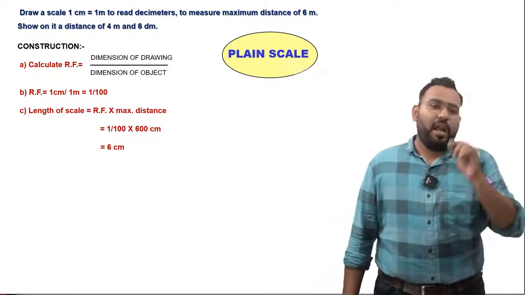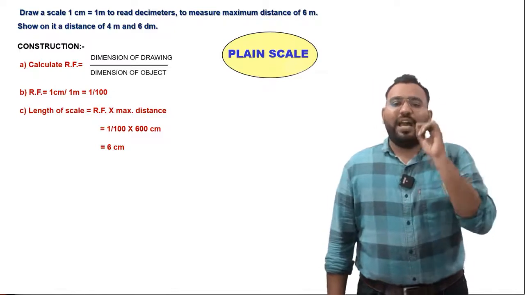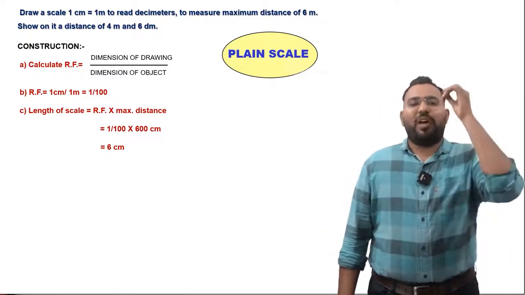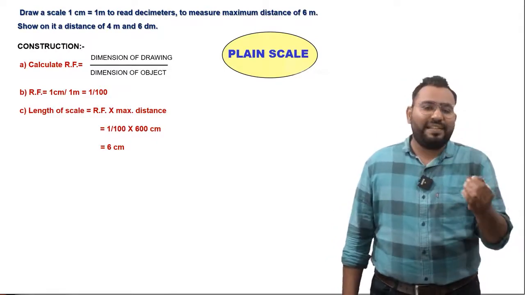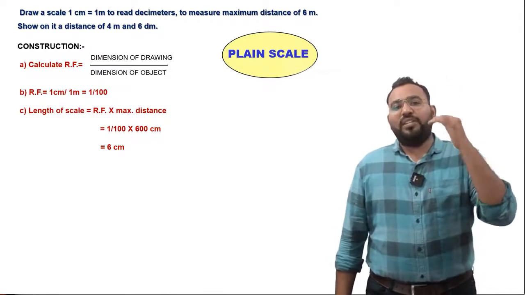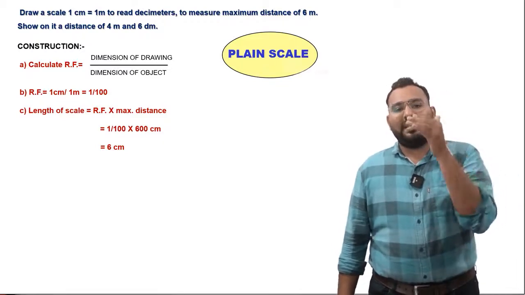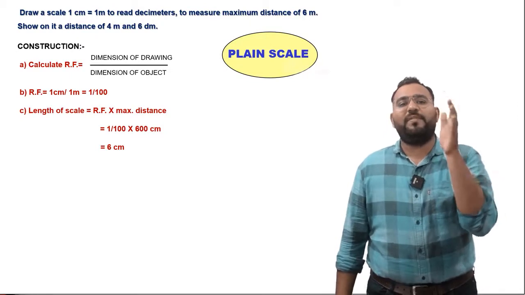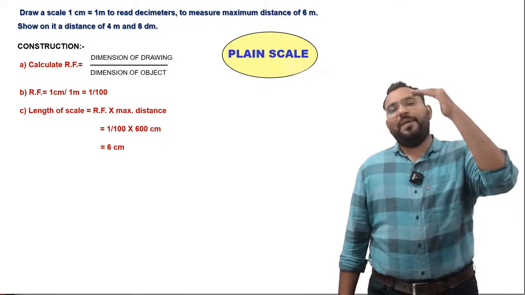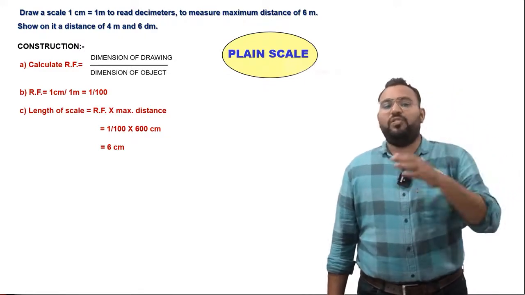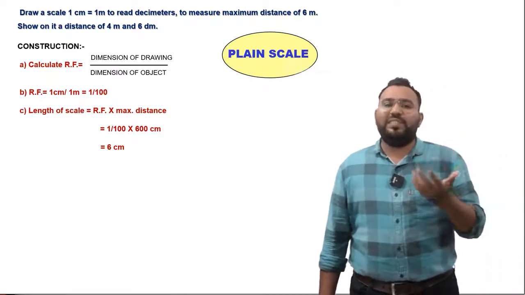But always remember, your value of length of scale must be in centimeter. So here the maximum distance is 6 meters, so I am going to convert it into centimeter. You know that 1 meter is equal to 100 centimeter. So length of scale is equal to RF, which is 1 upon 100, multiplied by maximum distance, 6 meter. So 6 multiplied by 100 will be 600 centimeter. So 1 upon 100 multiplied by 600 centimeter is equal to 6 centimeter. So we have found length of scale is equal to 6 centimeter.